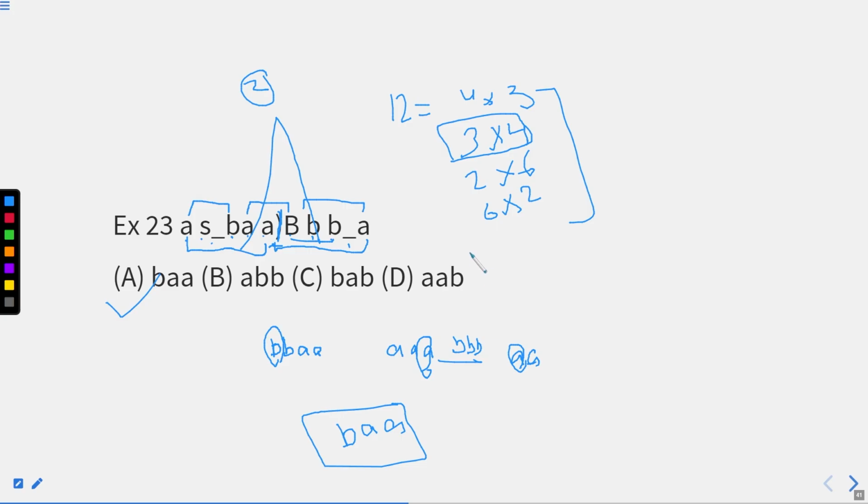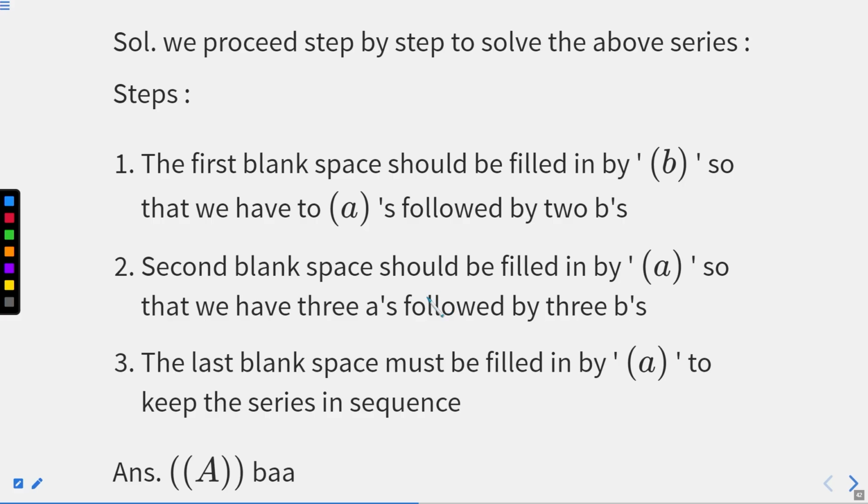You will better understand this kind of question with another example. I'll take another example. So this is the solution of the previous question only, so I read it for you. The first blank space should be filled by B so that we have 2 A's followed by 2 B's. In the second blank, we'll have 3 A's followed by 3 B's. In a similar manner, in the end, we'll get A, as we keep the series in sequence.